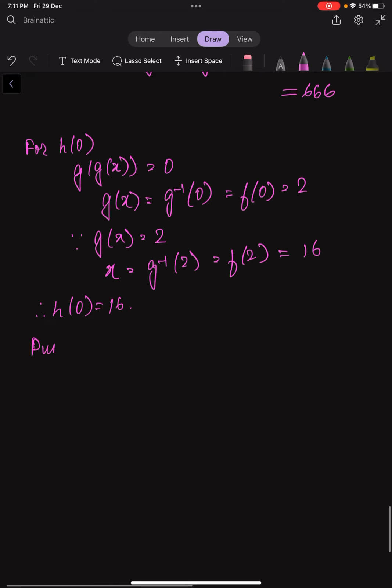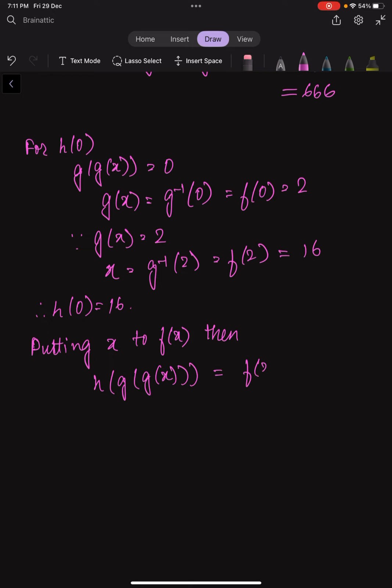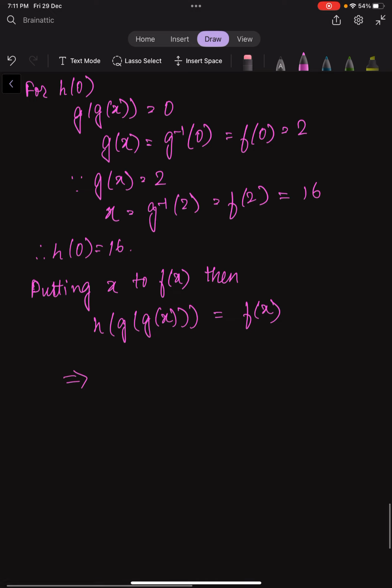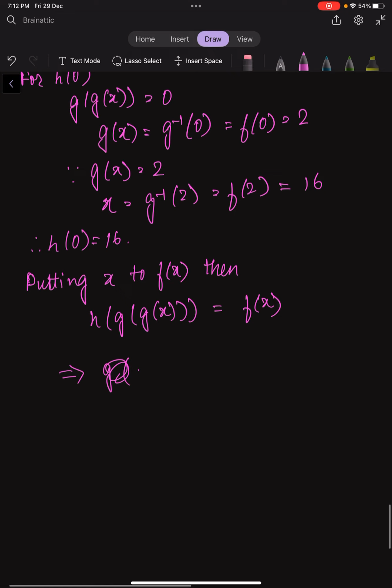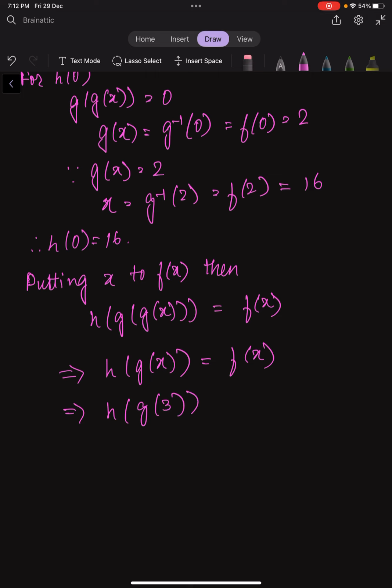Now, putting x to f of x, okay, I'll rewrite this. Putting x to f of x, then the function h of g of x is equal to f of x from the question itself. Now we know that g of f of x is equal to x. So h of g of x is equal to f of x, and h of g of 3 is equal to f of 3, which is equal to 38.